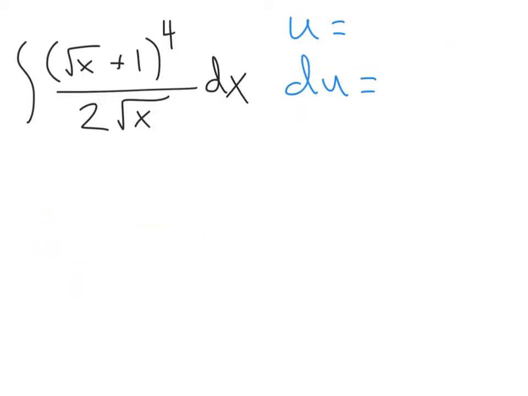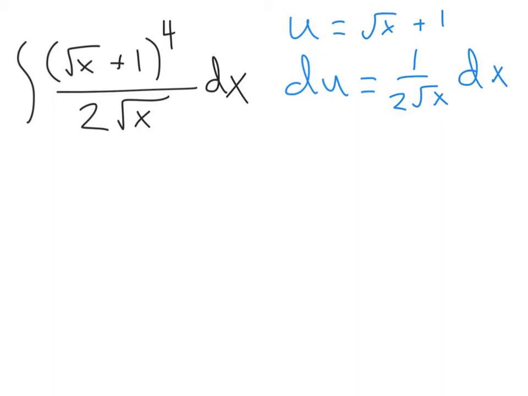Here, this one's pretty scary looking, but if you notice, if you pick u as the thing that's in the complicated place, this is being raised to the 4th power. If u is this, then the 1 doesn't matter. du would be the derivative of square root of x, which is actually 1 over 2 root x. So if we just let u be the thing inside the parentheses, root x plus 1, then our du becomes 1 over 2 root x dx.